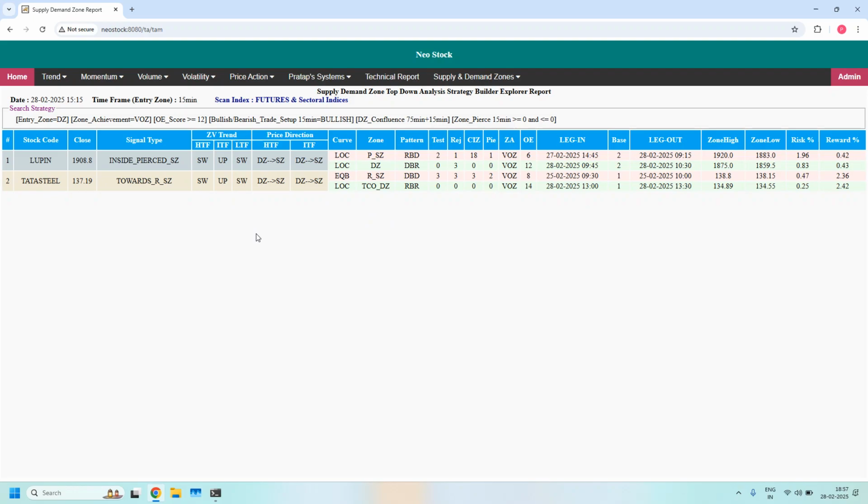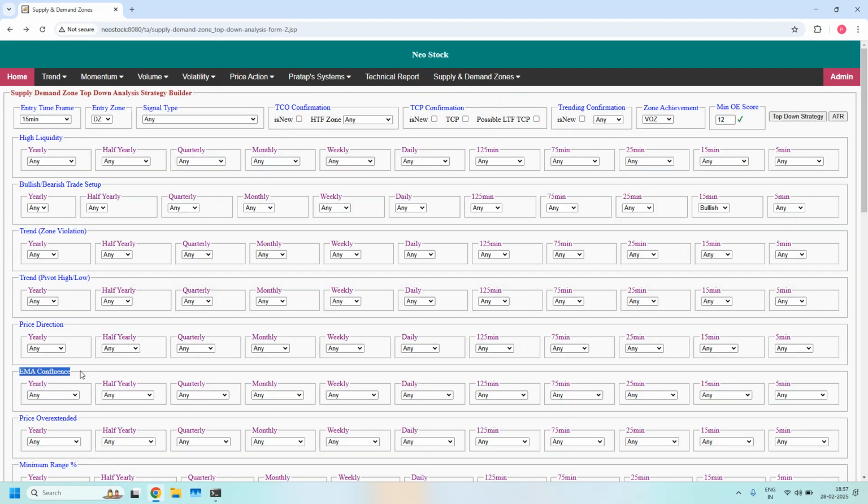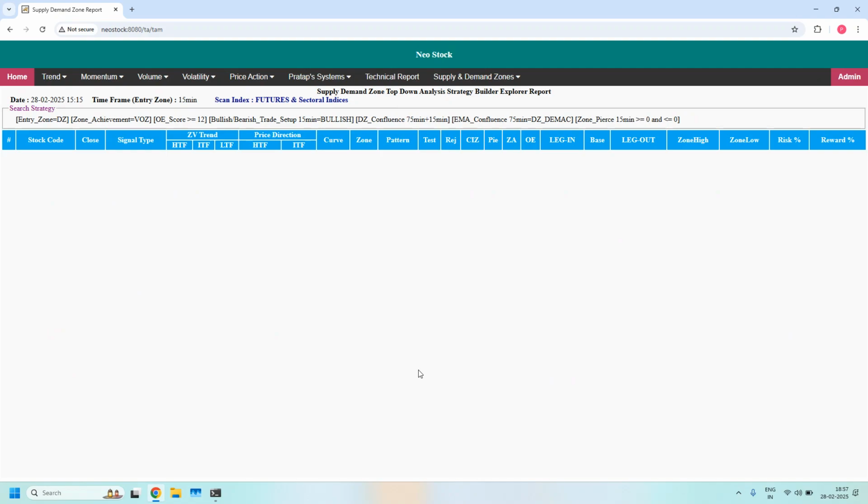And 75 minutes trend is up in both the stocks. If the 75 minutes demand zone having daily EMA confluence, then those stocks are even more high probability trade setup supported stocks. Let's verify. In the EMA confluence at 75 minutes time frame, I'm setting 75 minutes demand zone having daily EMA confluence or not. So none of the stocks are having EMA.